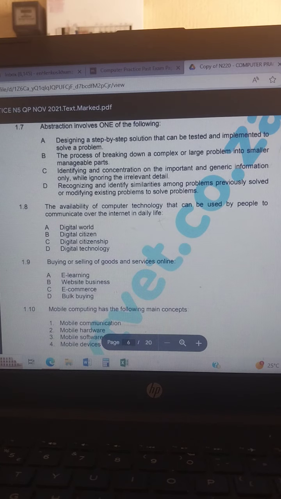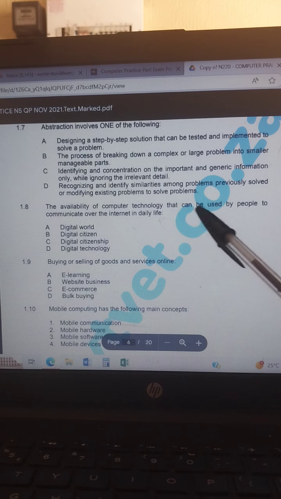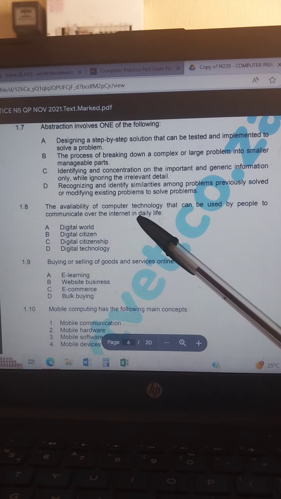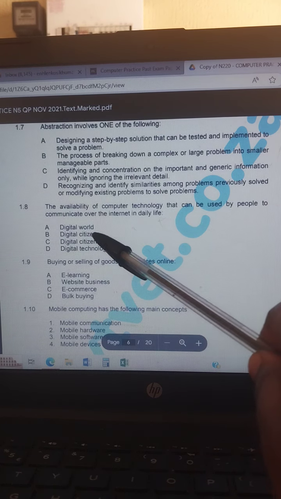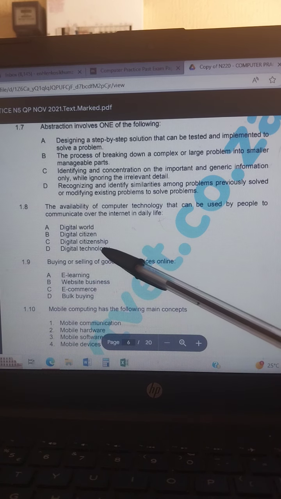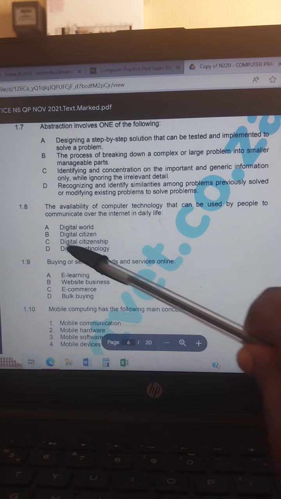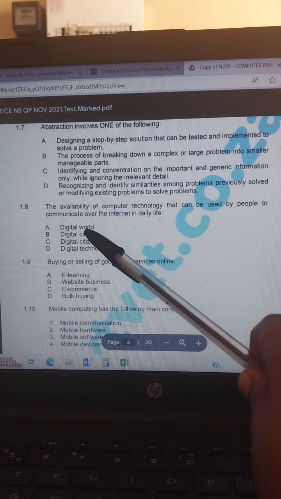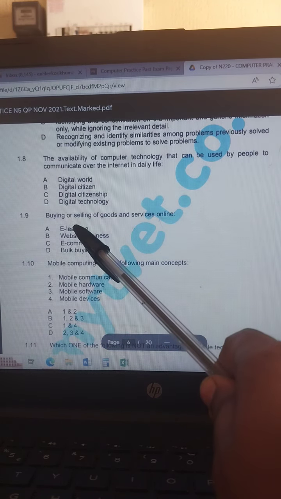Then on number eight, the availability of computer technology that can be used by people to communicate over the internet in daily life. We have A, digital world. B, digital citizen. C, digital citizenship. D, digital technology. Our answer here is digital world. It's A.